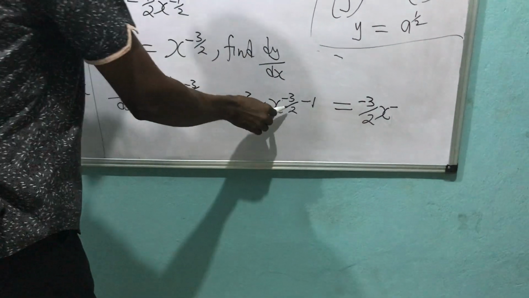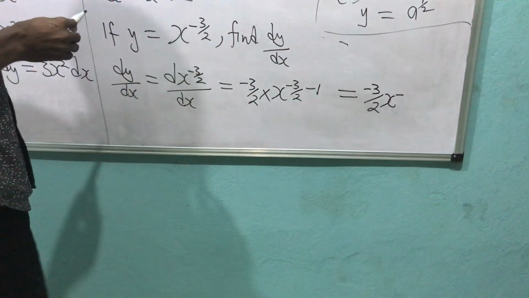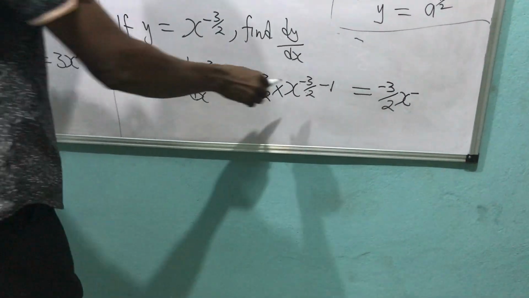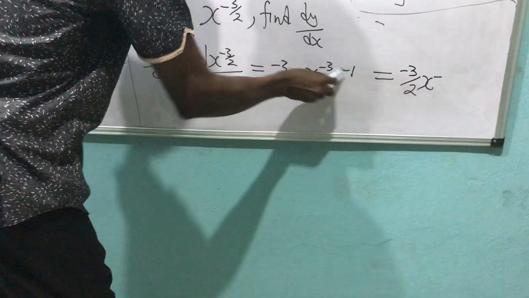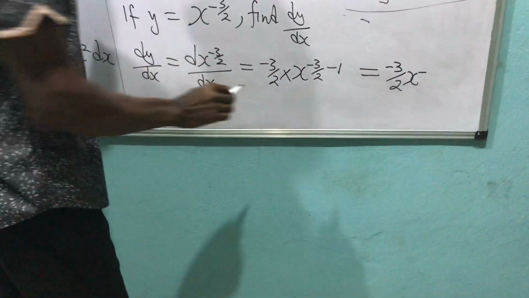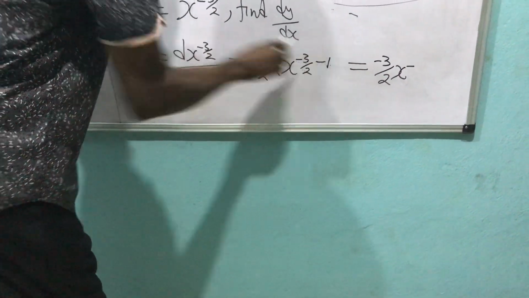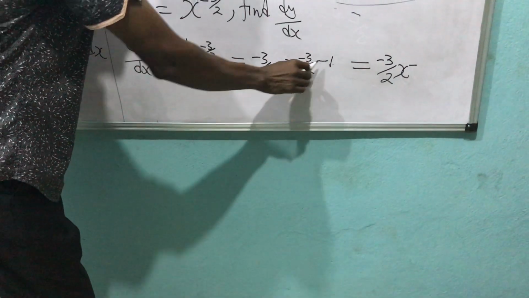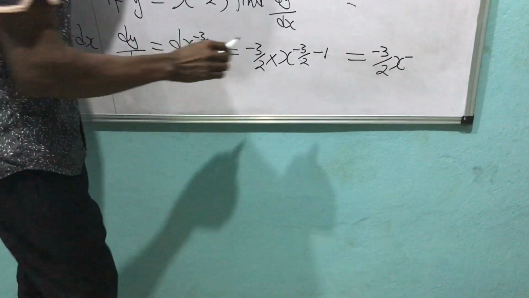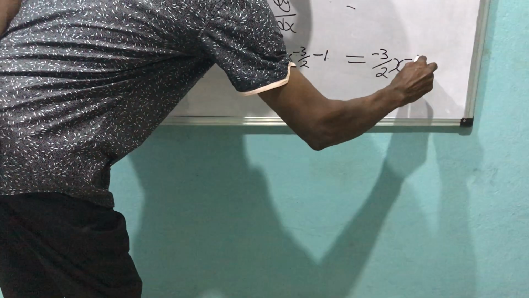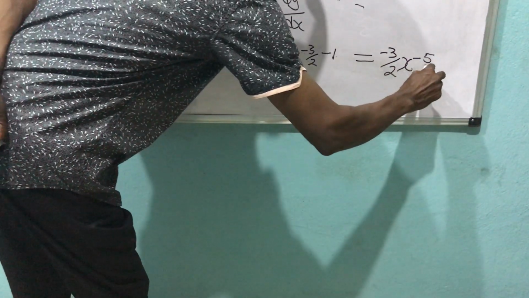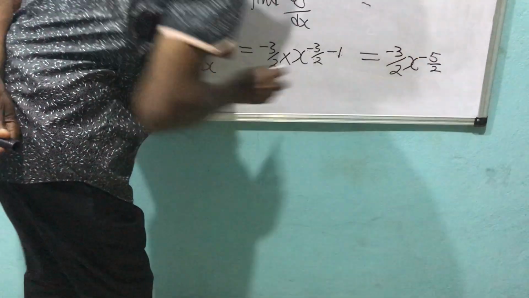I'm coming again. This times this will give me minus 2. That means 2 times minus 1 will give me minus 2. Minus 3 minus 2 means I'm owing 3, I'm owing another 2. The total of what I'm owing is minus 5, over 2.